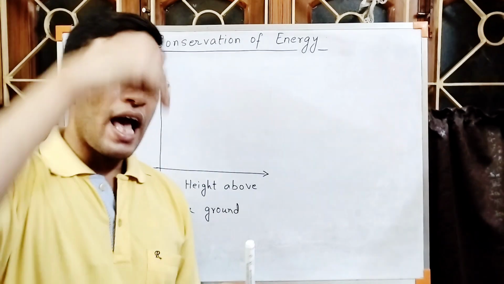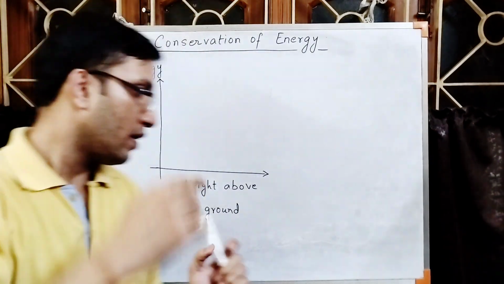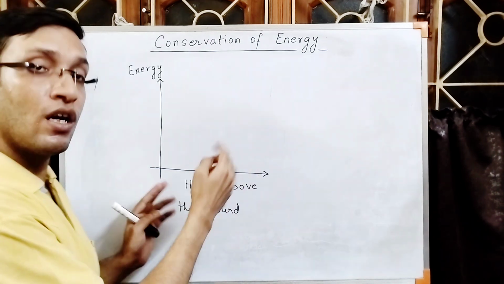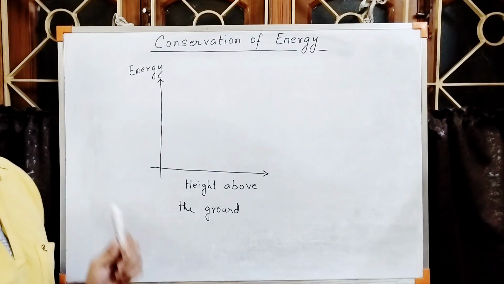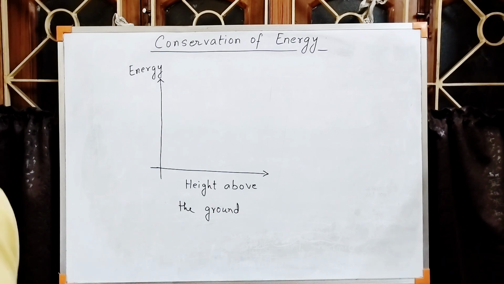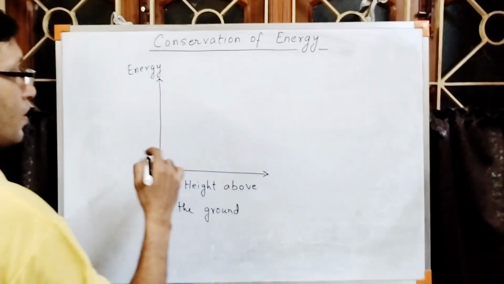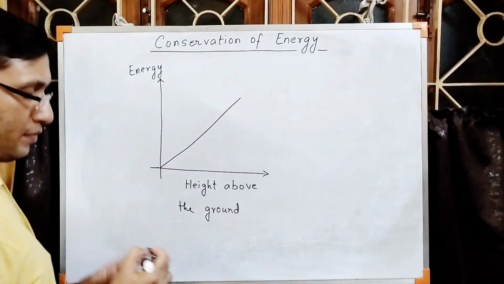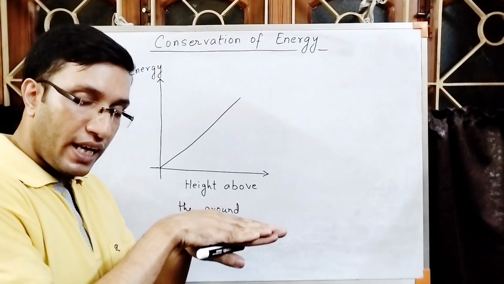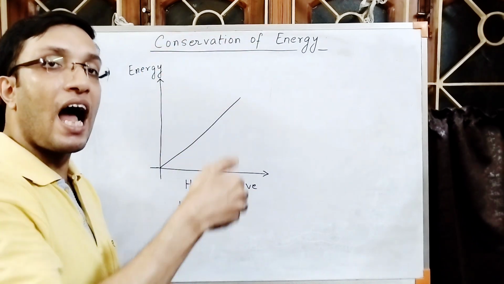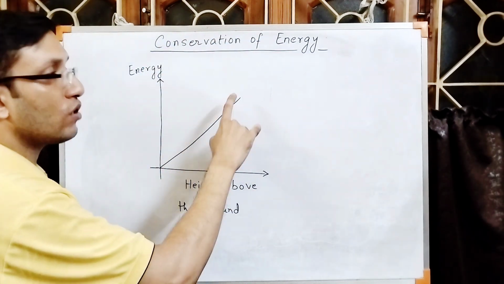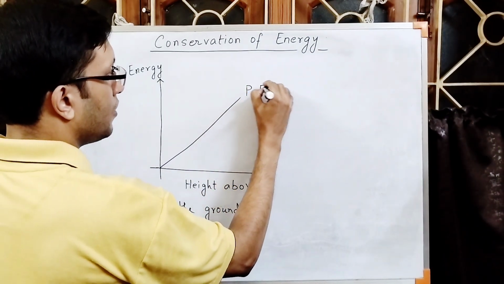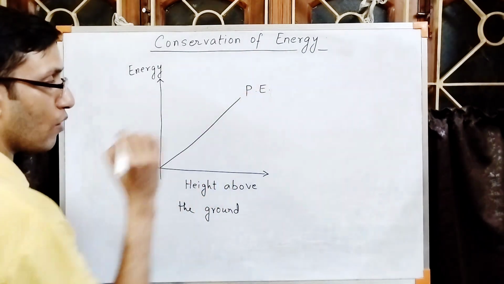Now what did I tell you? As the body starts coming down, that means as the height decreases, potential energy also decreases. Potential energy is directly proportional to the height. That means as the body keeps on going up, its height increases, so potential energy also gradually increases. So this is the graph of potential energy versus height from the ground.